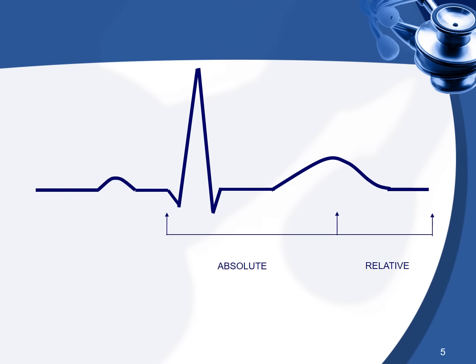So looking at your different portions of the EKG, the absolute starts from the beginning of your QRS and goes to the middle of the T wave. And the relative is from the middle of the T wave to right before your next cardiac cycle. And again, we do worry about that relative segment because it can cause lethal arrhythmias.